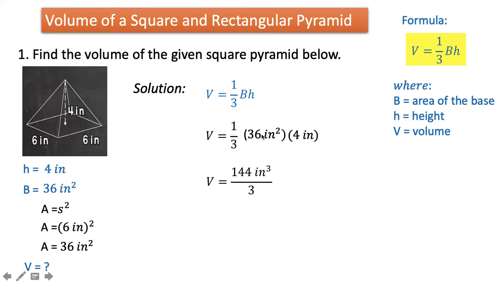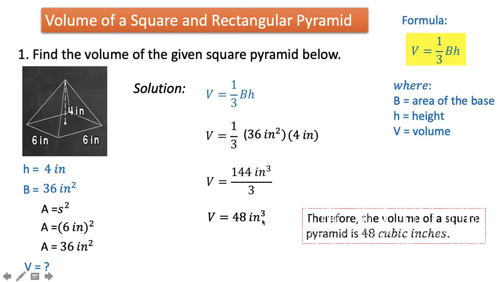Since you are looking for volume, our unit here must be expressed in cube. Then finally, divide 144 by 3, and that is 48. So the volume is equal to 48 inches cube. Therefore, the volume of the square pyramid is 48 inches cube or 48 cubic inches.